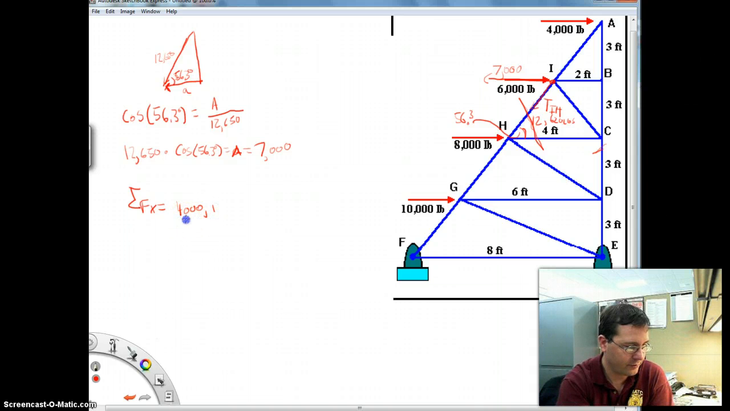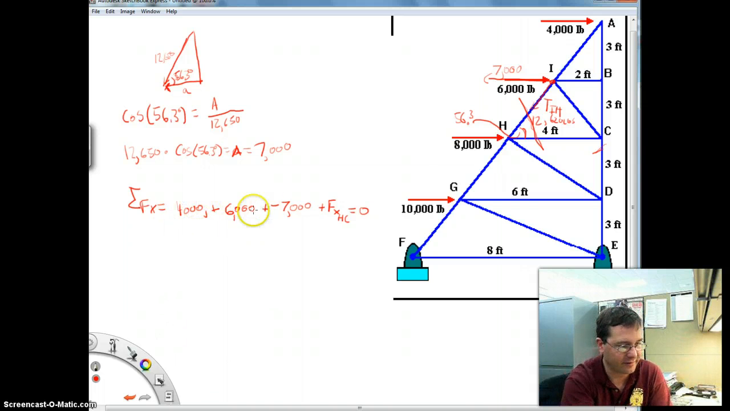plus 6,000 to the right here, plus this negative 7,000, this 7,000 pound leftward pull that the tension in member HI is causing, plus some force in the x direction in member HC. And if this is going to be in static equilibrium, they've all got to add to 0.